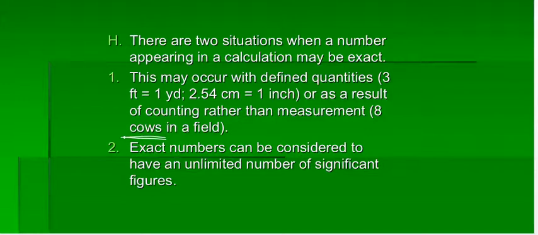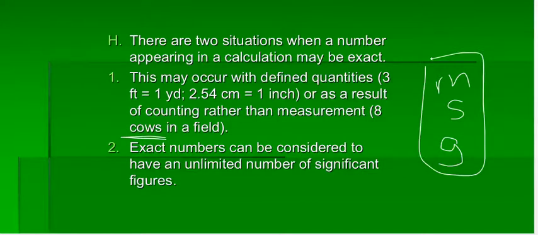So how do you know if it's counting rather than a measurement? Counting is like cows, people, desks. Measurements are like meters, seconds, grams. Those are measurements you make, and these will not have an exact number. These are not an unlimited number of sig figs.